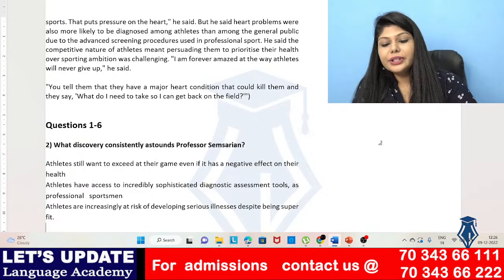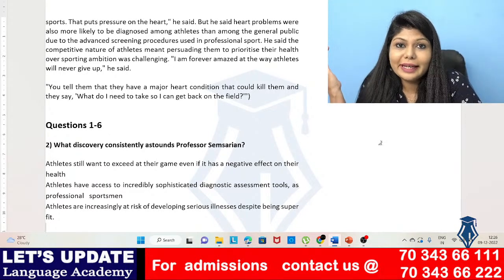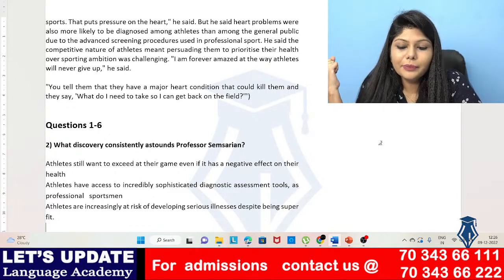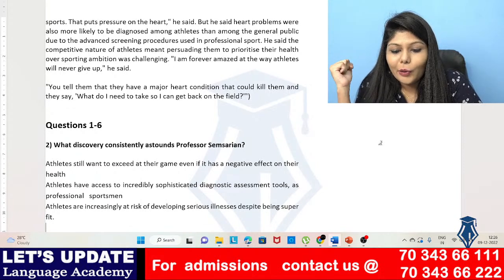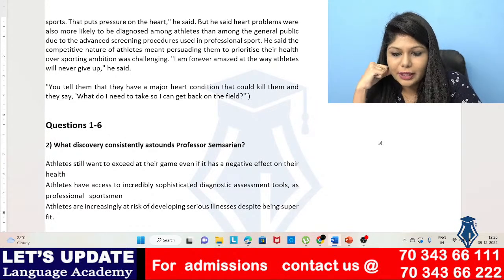Okay, so what do you think the answer is? So what was the approach? First we read the heading, then we read the question to know what we need to find, and then we read the text to find the answer to the question we have just read earlier. And now we look at the options to see what we can eliminate, or if you have a direct answer you can choose that also.